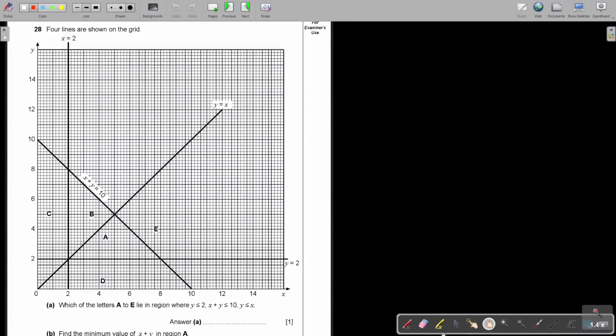Mathematics, Ordinary Level, Paper 1, 2023, Part 5. Let's start with question number 28.